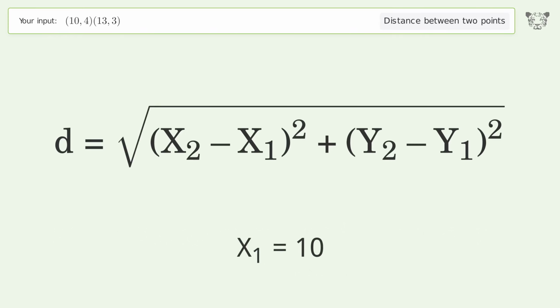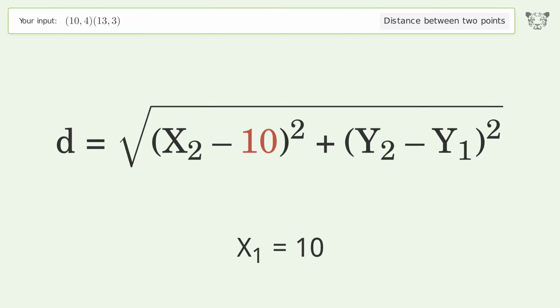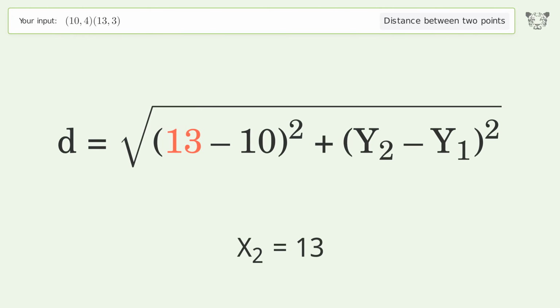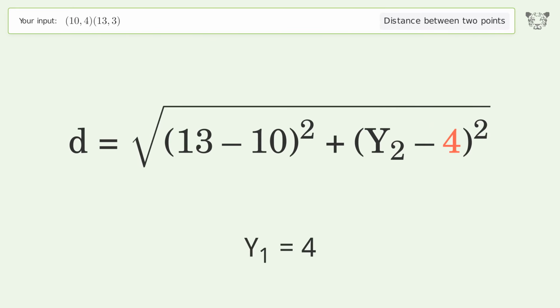x1 equals 10. x2 equals 13. y1 equals 4. y2 equals 3.